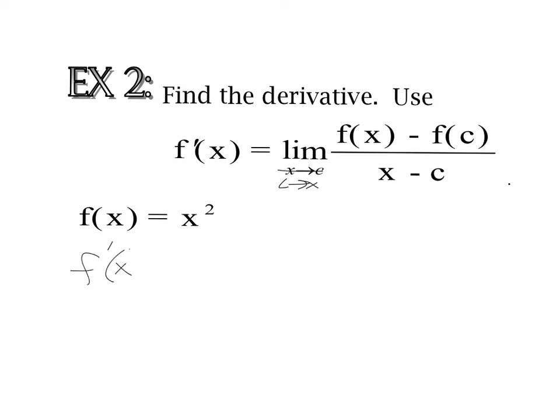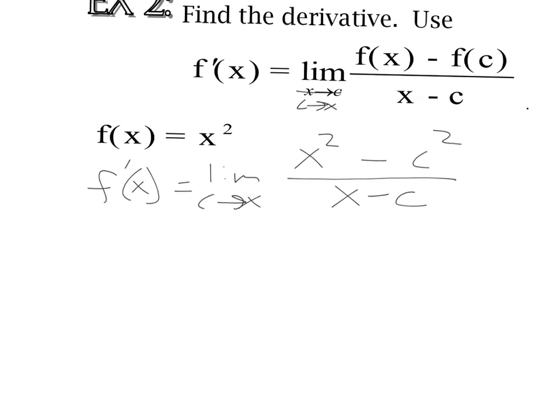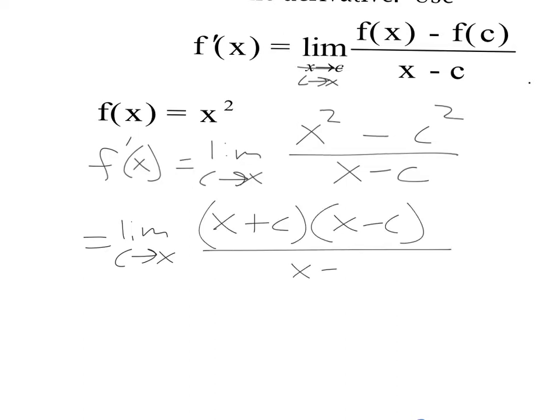f prime of x equals the limit as c approaches x of, well, what is f of x? Well, it's just x squared minus c squared over x minus c. Okay, well, what is this? Well, this is really just a difference of squares, isn't it? So I could say that this is the same thing as the limit as c approaches x of (x plus c) times (x minus c) all over x minus c.